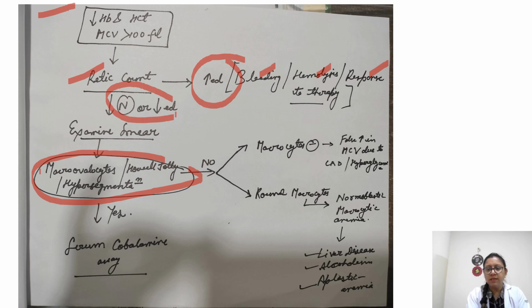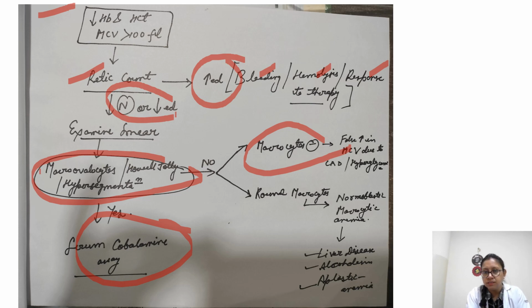So if macro-ovalocytes, Howell-Jolly bodies and hypersegmented neutrophils are present, then you have vitamin B12 deficiency. If these three are not seen, and macrocytes are absent, then you have a false increase. The conditions we studied, hyperglycemia and cold agglutinins, are those where you get a false impression of increased MCV. Then if round macrocytes are present and macro-ovalocytes are not, but macrocytes are round, then that is your normoblastic macrocytic anemia. You get it in alcoholism and liver disease, and aplastic anemia.